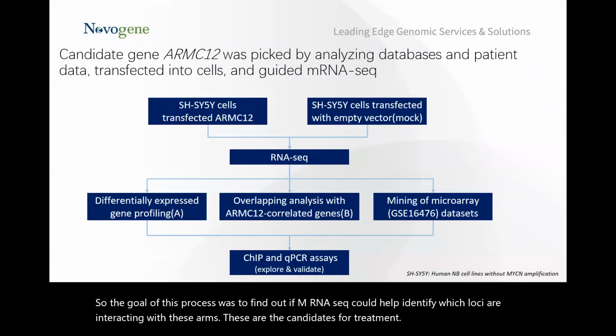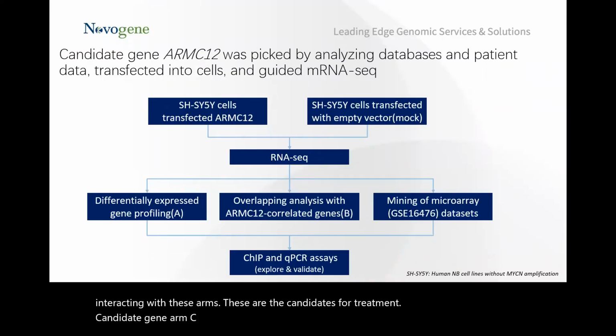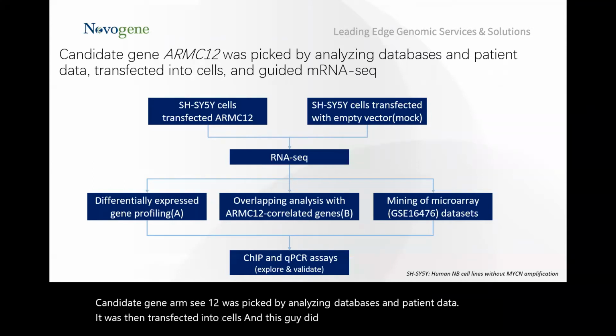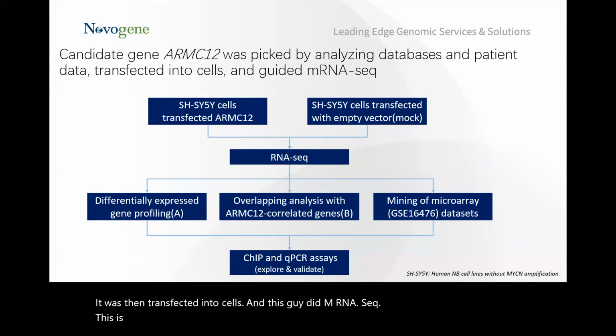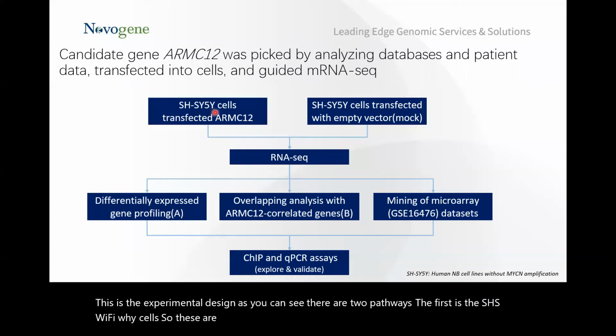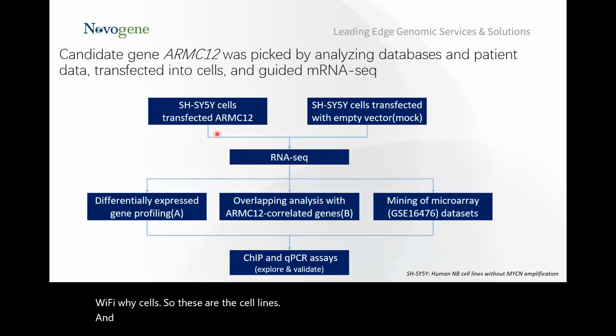Candidate gene ARMC12 was picked by analyzing databases and patient data. It was then transfected into cells, and this guided mRNA-Seq. This is the experimental design. As you can see, there are two pathways. The first is the SHSY5Y cells, so these are the cell lines, and that had a transfection with ARMC12. The other are the empty vector, the mock, that serves as a control.